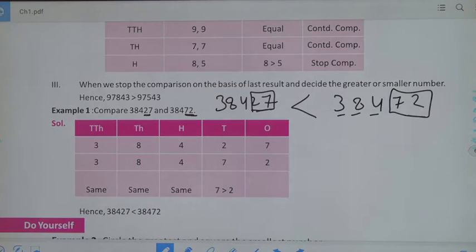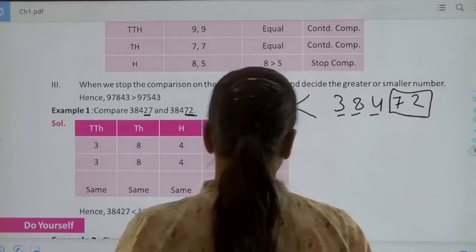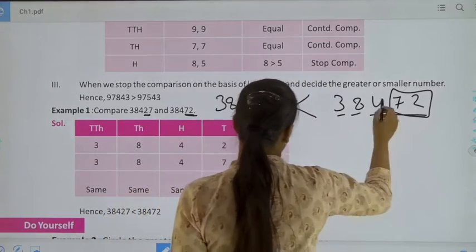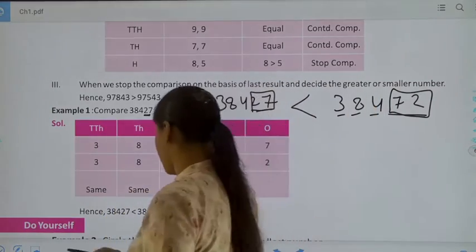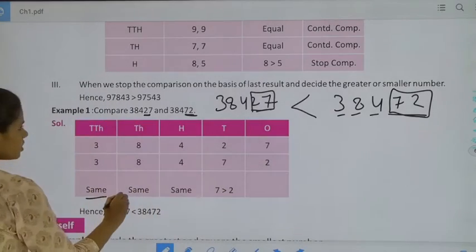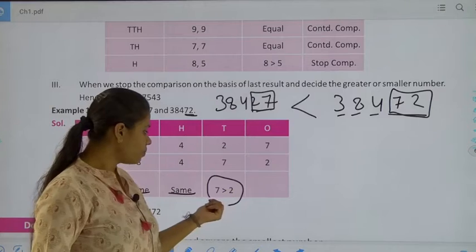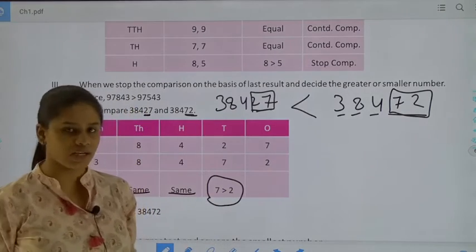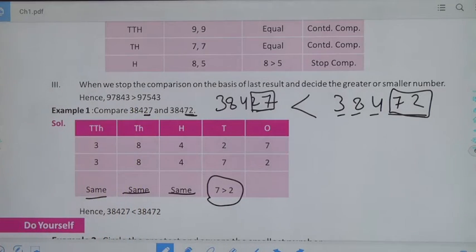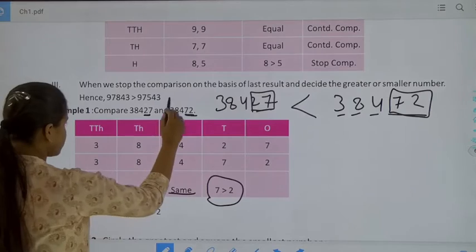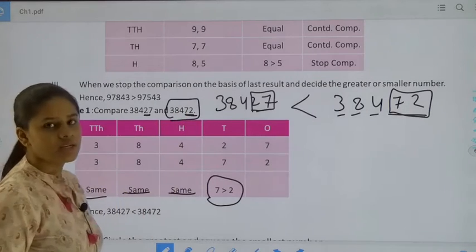You must have understood. Okay students, you can see 27 and 72 and the rest of the digits are the same. You can see, same same same, but if 7 and 2 are compared, which one is the greater? 7. So basically the ones and tens digit difference is there, that is why 38,472 is greater.